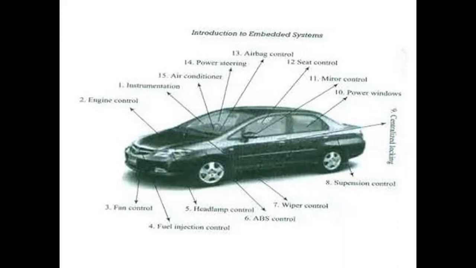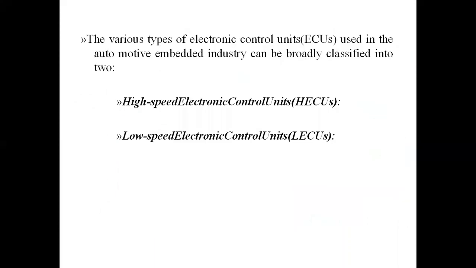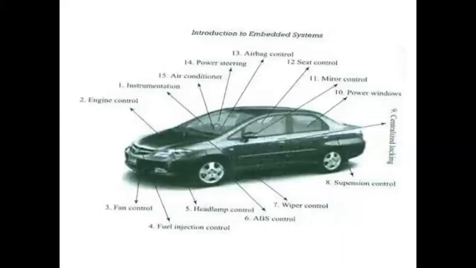So automotive embedded systems are the ones where electronics take control over the mechanical systems. For example, the mirror and wiper. If you want to adjust the mirror and control the wiper, you can do it through the buttons present near the driver, where you can control the wiper and adjust the mirrors.